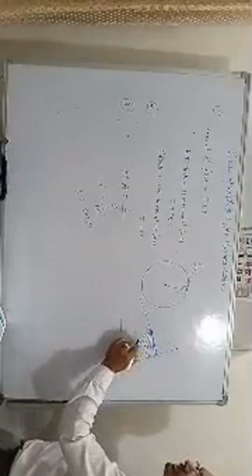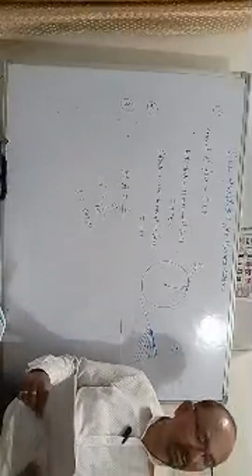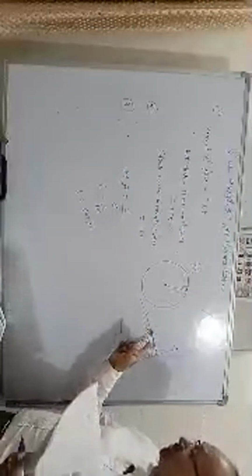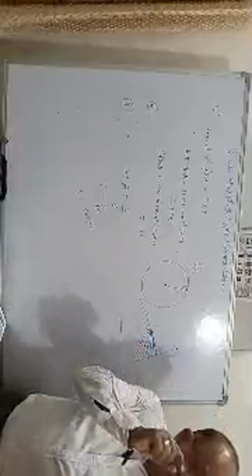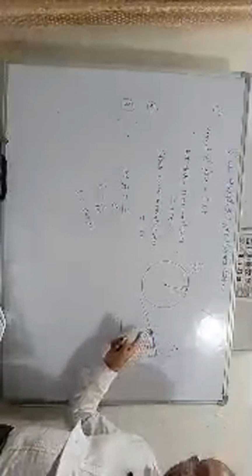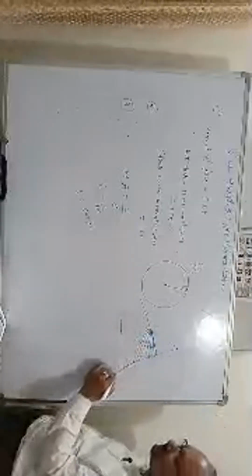What is the cause of dispersion? What is behind the cause of dispersion? The speed of the different colors is different. So this is one color.